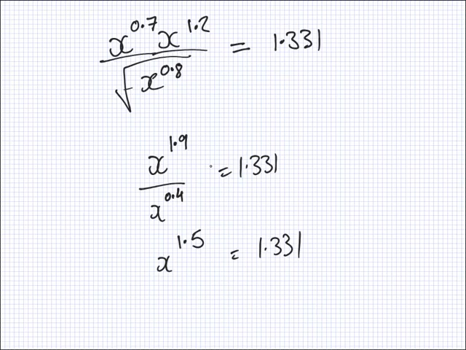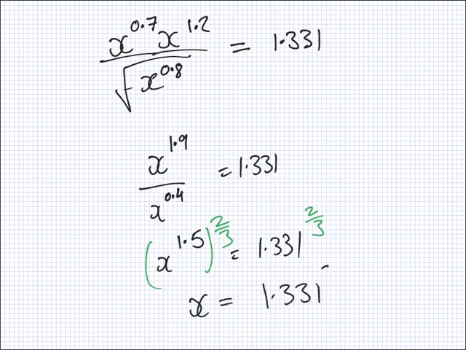Everything's right so far? Yeah. Now, here's the nice thing to finish this off. No logs, not necessary. What you can do is put power 2 over 3 on both sides, because 1.5 times 2 over 3 is 1. So x power 1 is x. So x is 1.331 to the power of 2/3.